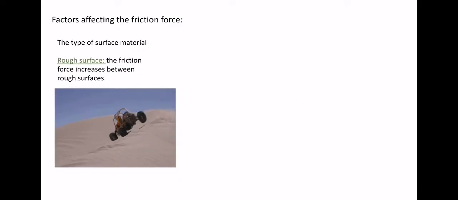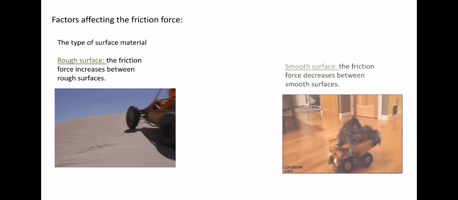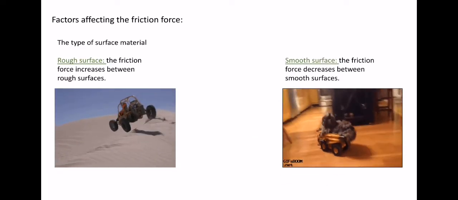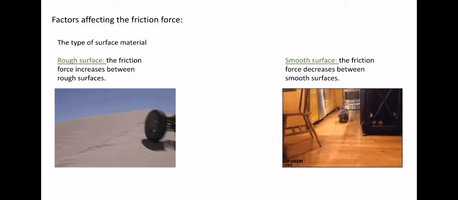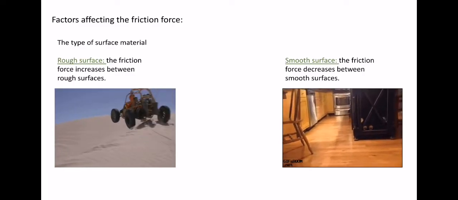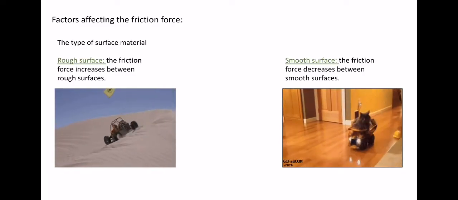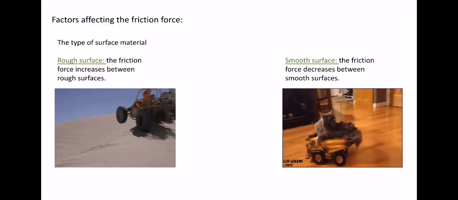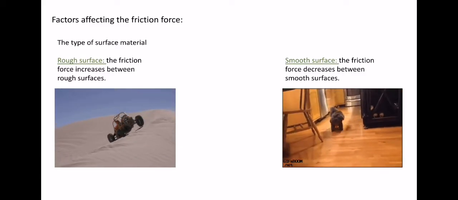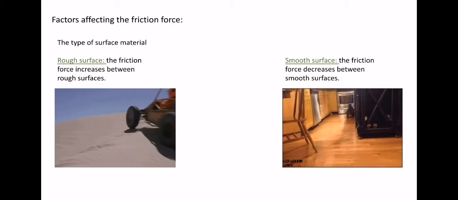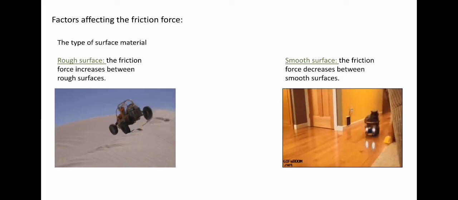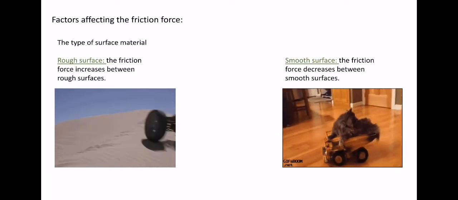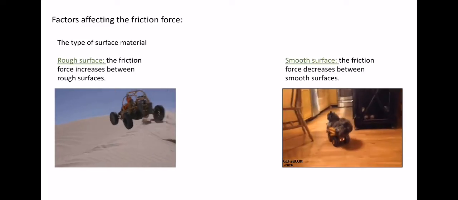We have factors affecting the friction force. For example, number 1, the type of surface material. We have two types of surface material: rough surface and smooth surface. Rough surface like sand. When you move on sand, the friction force between the rough surfaces will be increased. Again, the friction force increases between what? Between two rough surfaces.